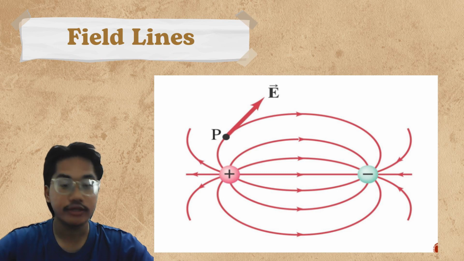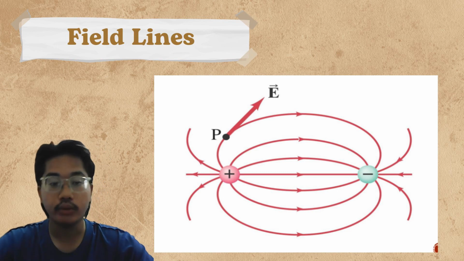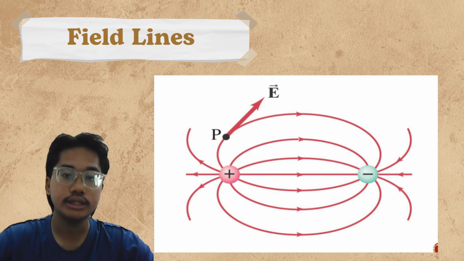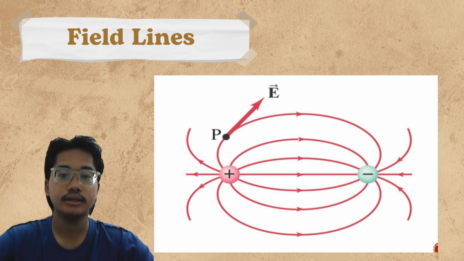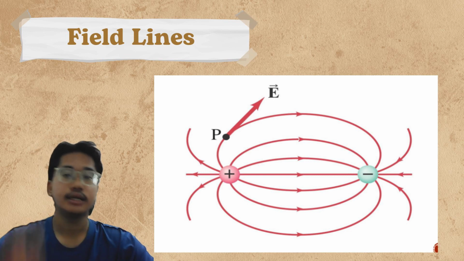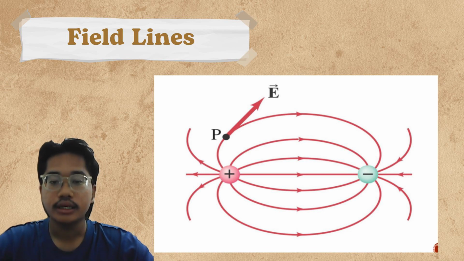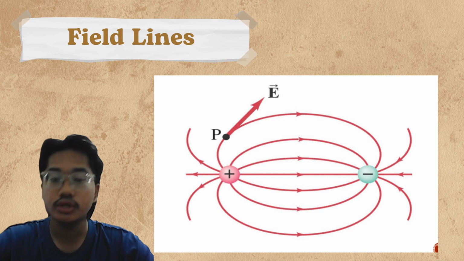From the few diagrams above, I want to explain what we should know about the field lines, I mean the properties of field lines. Okay, I want to explain the diagram. The first is electric field lines always begin on a positive charge and end on a negative charge. So they do not form closed curves. They do not start or stop in mid-space.